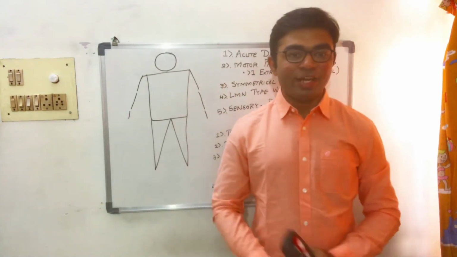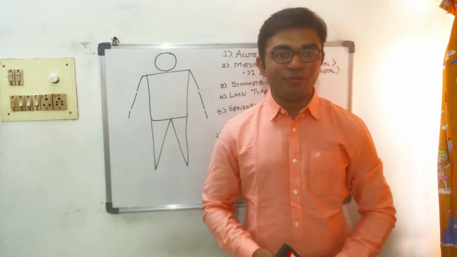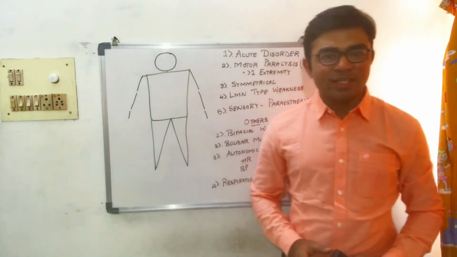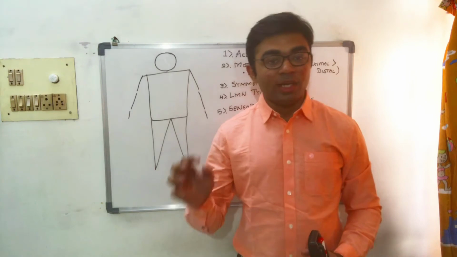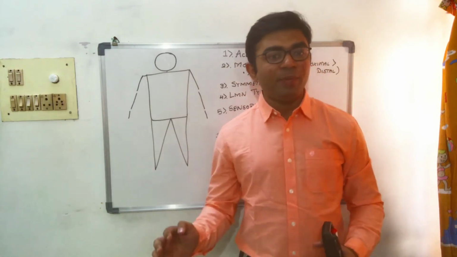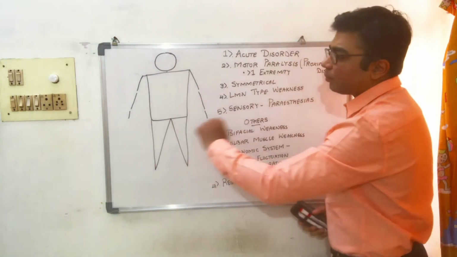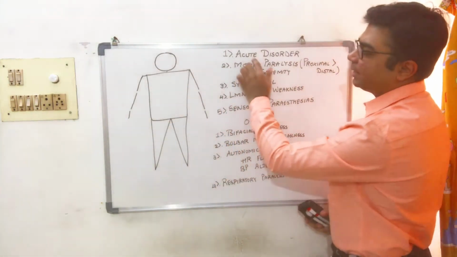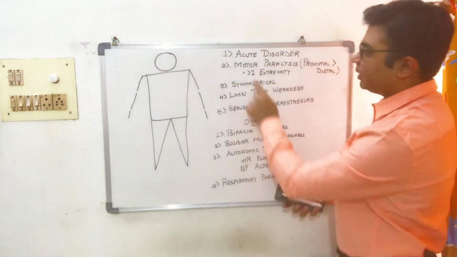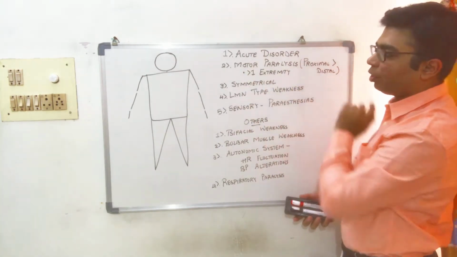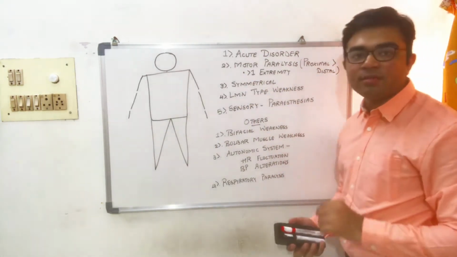Let us understand the clinical features of GBS. As we have discussed, it is acute as well as symmetrical, and more than one peripheral nerve is involved. So first, it is an acute disorder. Second is the motor paralysis, in which the proximal muscles are more affected than the distal ones.